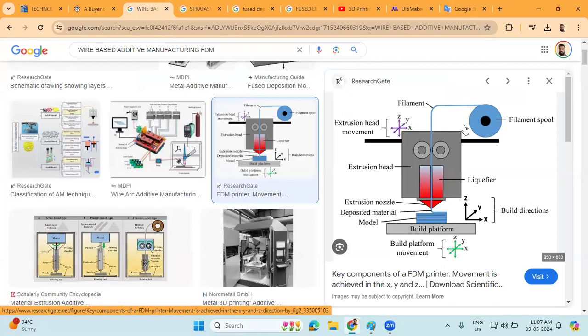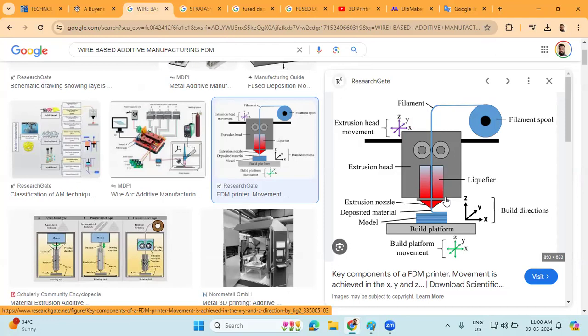So wire-based additive manufacturing or wire additive manufacturing is a process whereby materials are added layer by layer to form a three-dimensional object. This process involves the use of materials such as polymers, composites, wax, or metals, which are fed into the machine in the form of wire, as shown in the figure. The material flow can be either continuous or on demand, which means that the material is either fed continuously or in small drops as required.